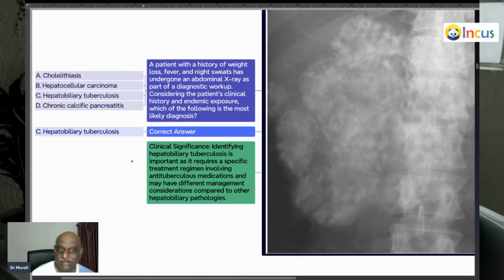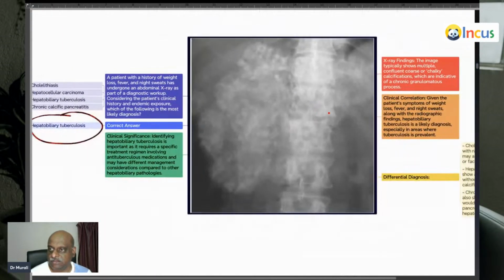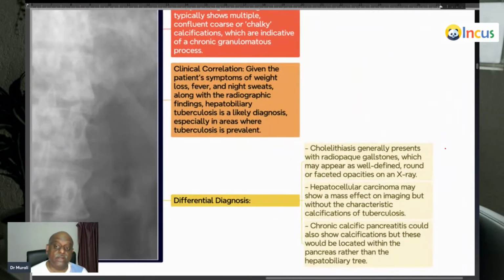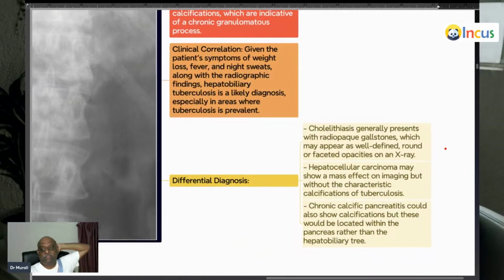So past history of TB makes it more likely to be hepatobiliary tuberculosis. Whenever TB is in the options, TB is the answer. Why not cholelithiasis? It is a single stone, well defined.